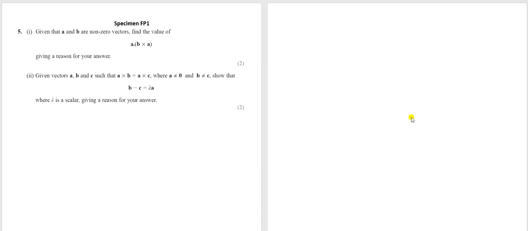This is A-level further maths, further pure 1 specimen paper, question 5. This is a vectors question. We can tell straight away that it involves the cross product and the dot product, but it's a more abstract question than some of the others.